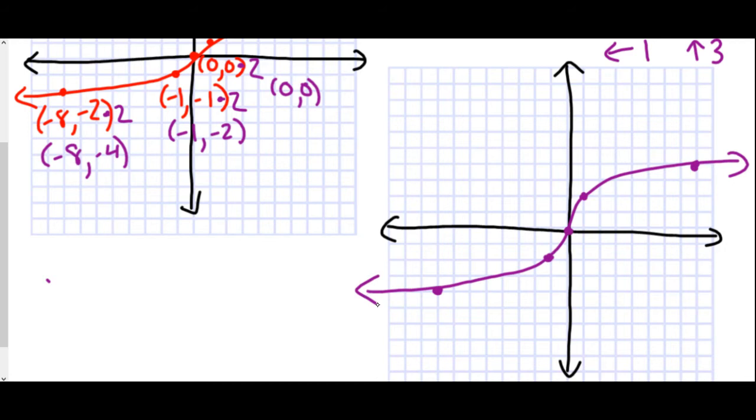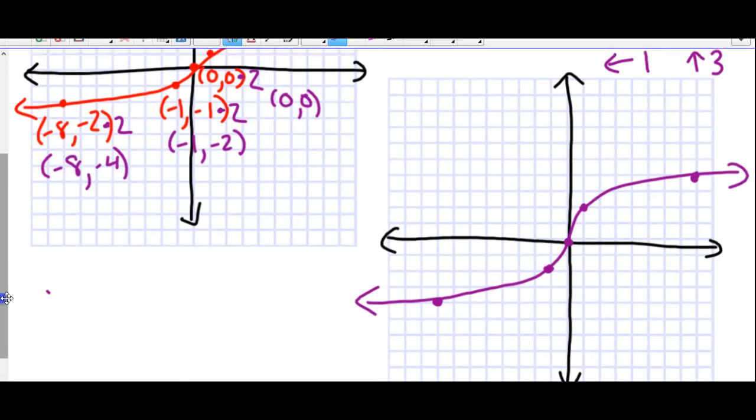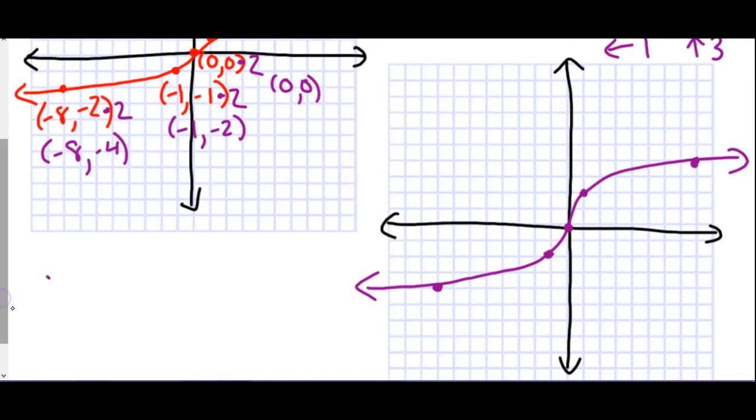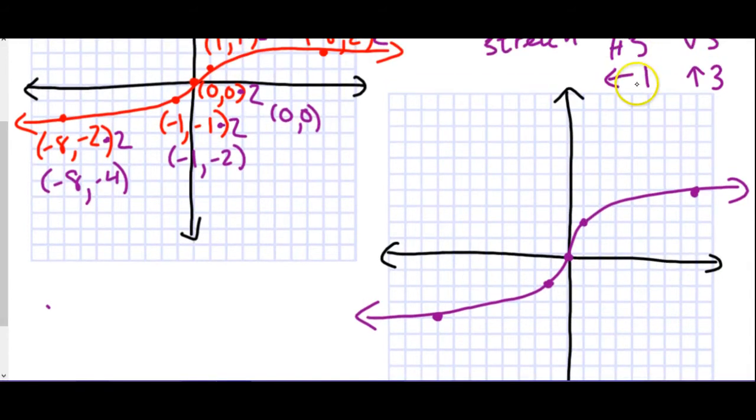So that's not quite our final answer because we still have to do our horizontal and vertical shifts. Horizontal shift was left 1, vertical shift was up 3. So from each of these points, we're going to have to move left 1, up 3. So we count left 1, up 1, 2, 3. Left 1, up 3, for each point. And then we draw our completed graph in. So that would be our final graph.